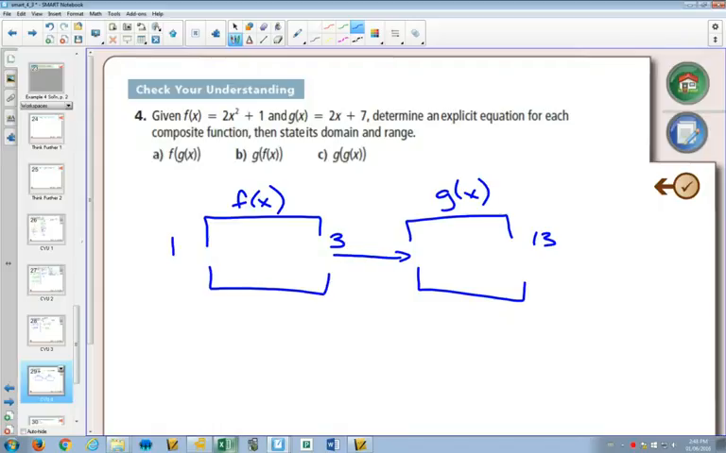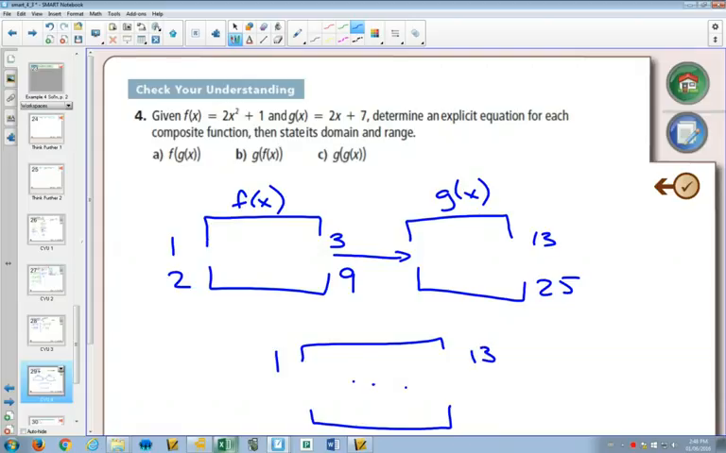Does that make sense? If you threw a 2 into f of x, out would come a 9. And then the 9 would go into g of x, and out would come 25. So the question is, what function would be in here so that if you threw in a 1, out would come a 13. If you threw in a 2, out would come a 25. What would that be?